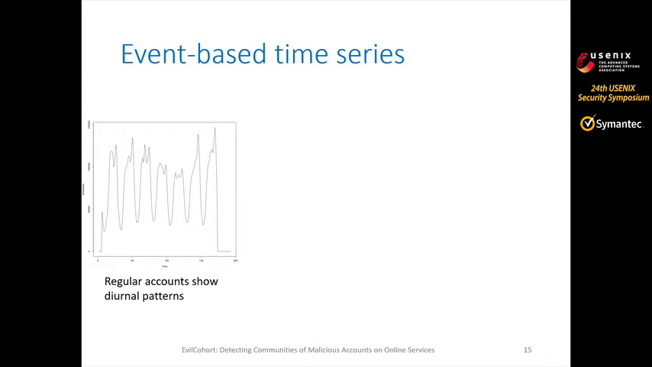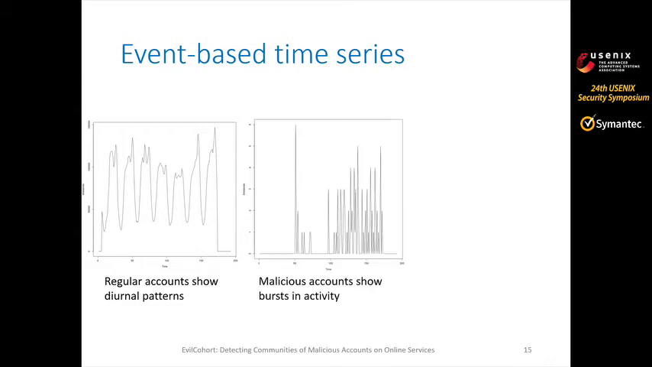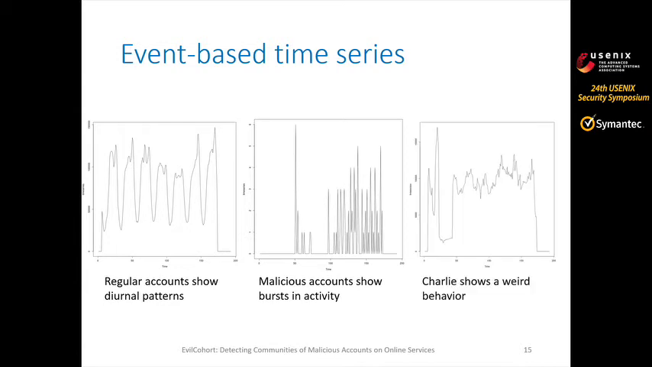But when you go to the malicious community, we see something very different. We see these spikes where basically the botmaster will give an order and all the accounts will start being active. So what about the Charlie community? Well, it shows something very weird. So we can spot some sort of diurnal patterns, but they're not as clear, but we can also not see clear spikes, as in the malicious graph.